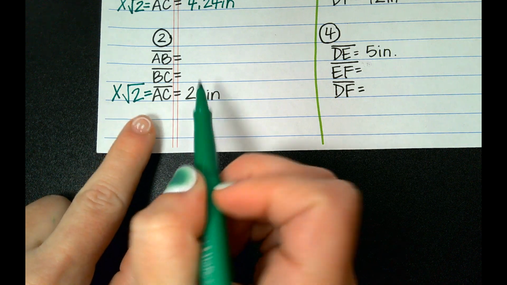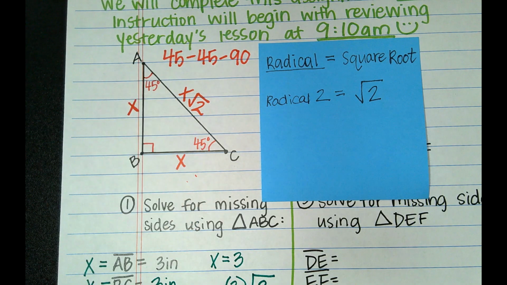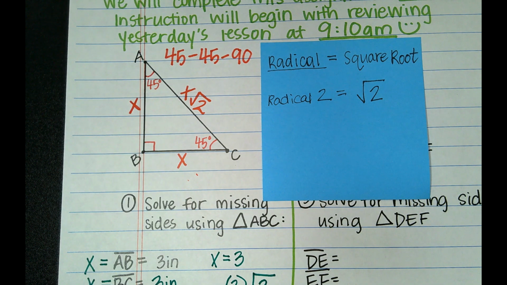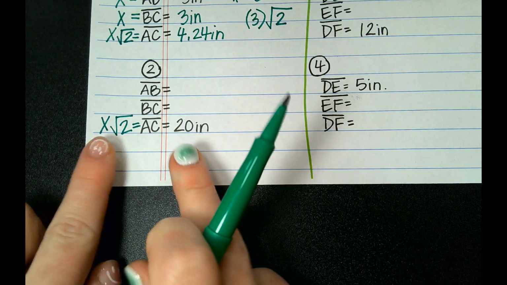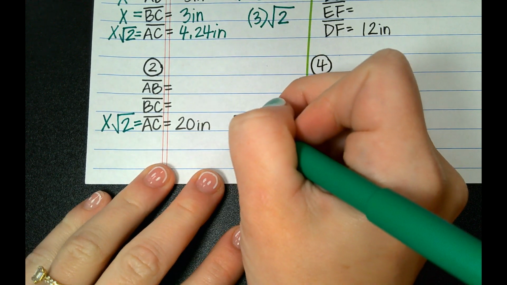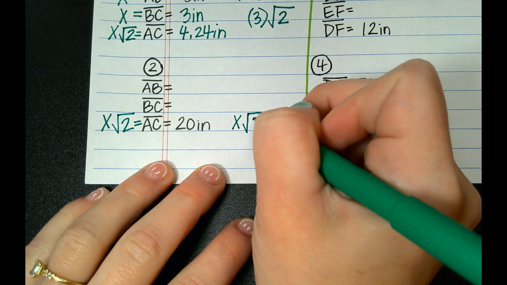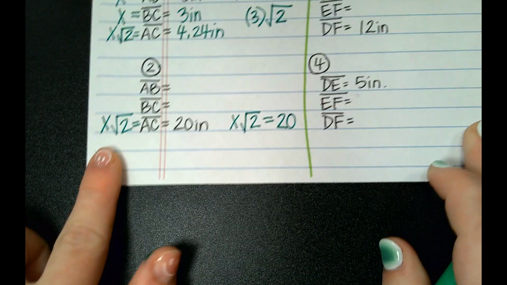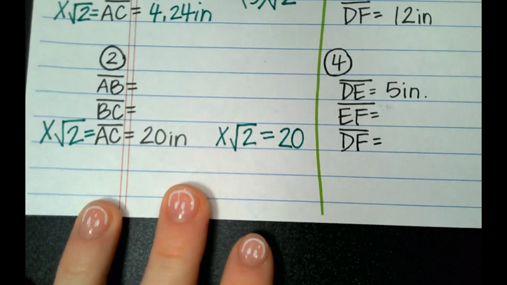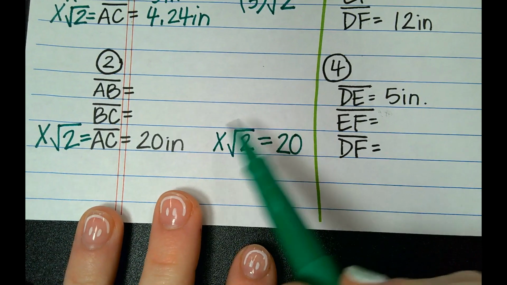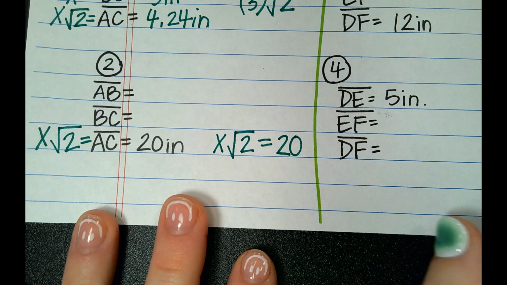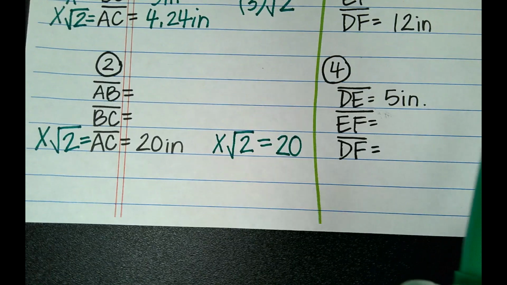I know that 20 inches is this length, and I know that this length is X radical 2. So those must be equal to each other, right? So what if I told you that we could solve for X by writing this? X radical 2 equals 20. So I've got this set up now. I don't know X, but I know that X radical 2 is 20. Would you divide? Yes, you would.